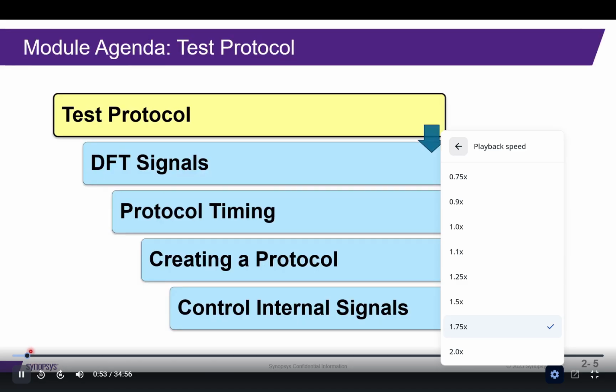In this module, we're going to break this down into these subsections. We're first going to talk about test protocols in general. Then we talk about the DFT signals for the tool. Then we talk about the timing of signals inside the test protocol. Then we move on to creating a test protocol in Fusion Compiler DFT. Lastly, we're going to talk about controlling internal signals in the test protocol.